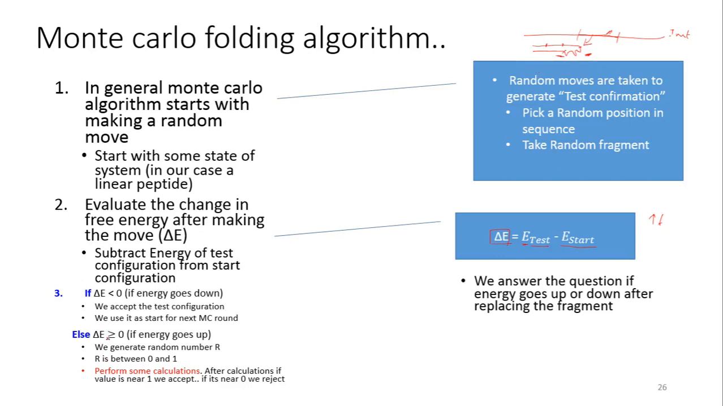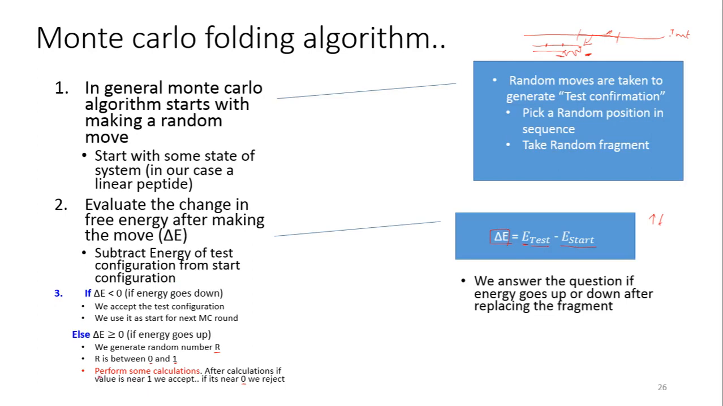Now if delta E is equal to or greater than 0, that is, if the energy goes up, we do not necessarily discard the configuration. What we do is generate a random number R, and the value of this random number is kept between 0 and 1. After performing some calculation on our test configuration, if the value is found near 1, we accept this test configuration even if the energy goes up. And if it is near 0, then we eventually reject that configuration.